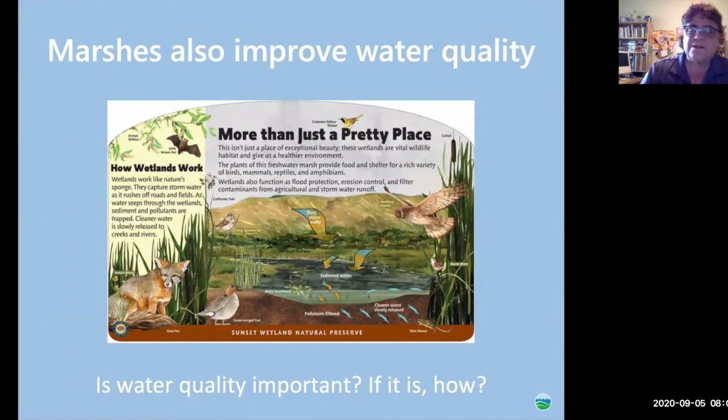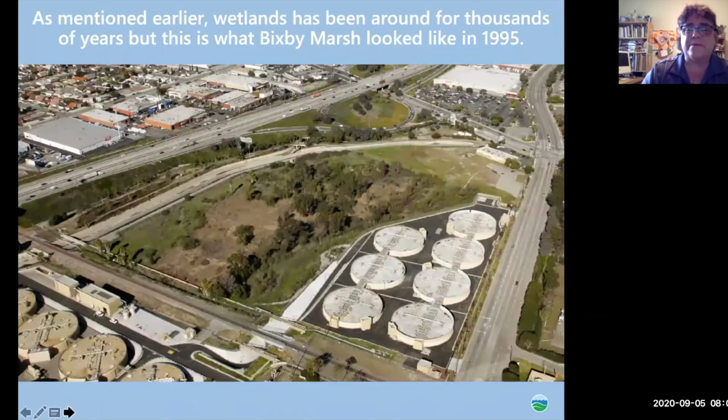So we think, is it really that important to have good water quality? It is. It's very important so that these animals and these plants and all of us can survive and breathe the good air that these plants provide.